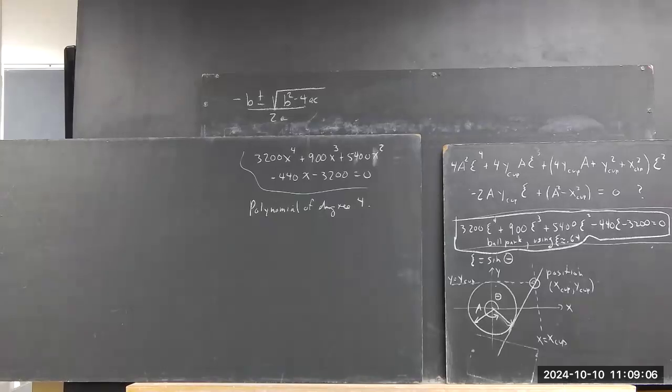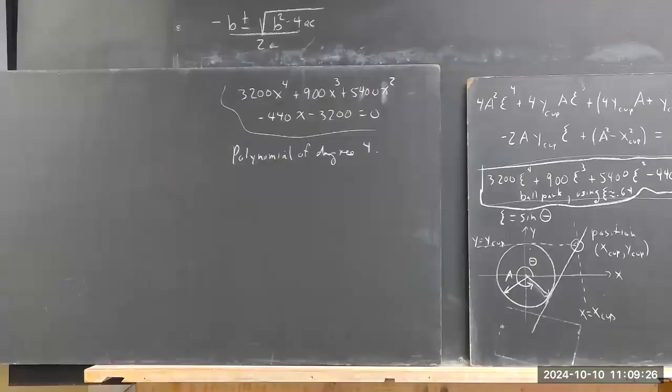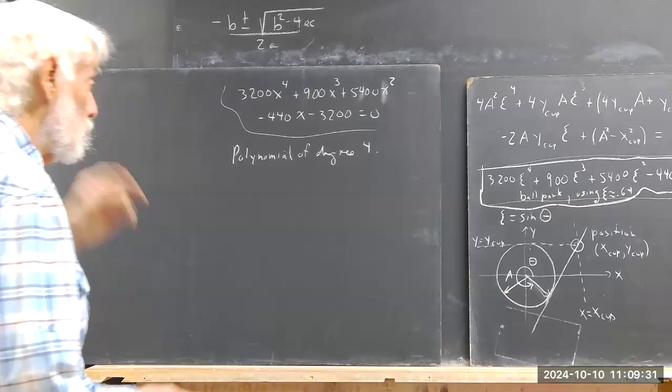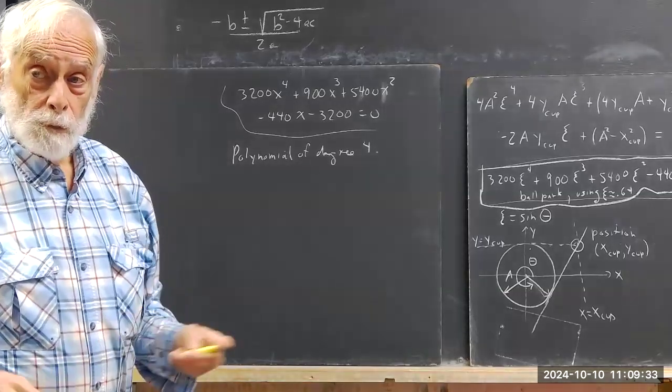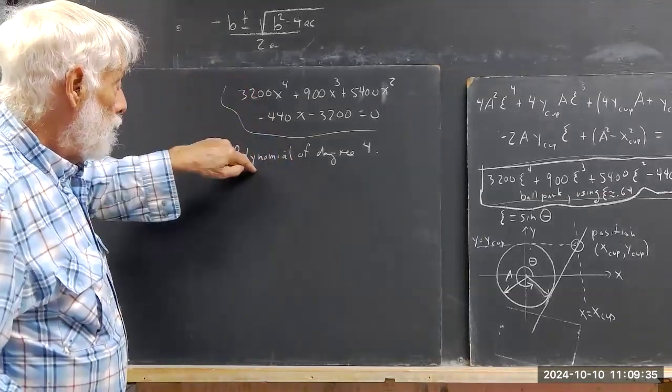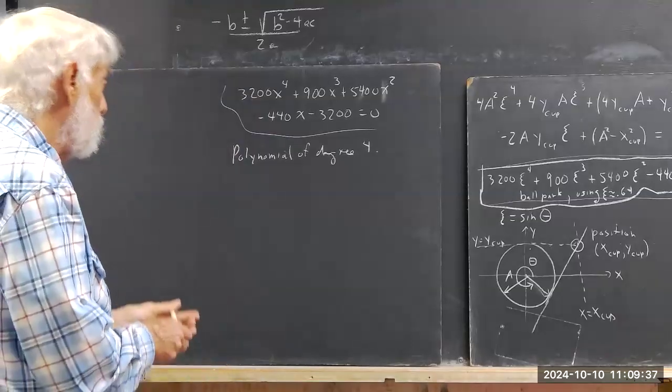I'm going to pause for just a second. I had to pause just to focus the camera a little better. So this is a polynomial of degree 4 again.